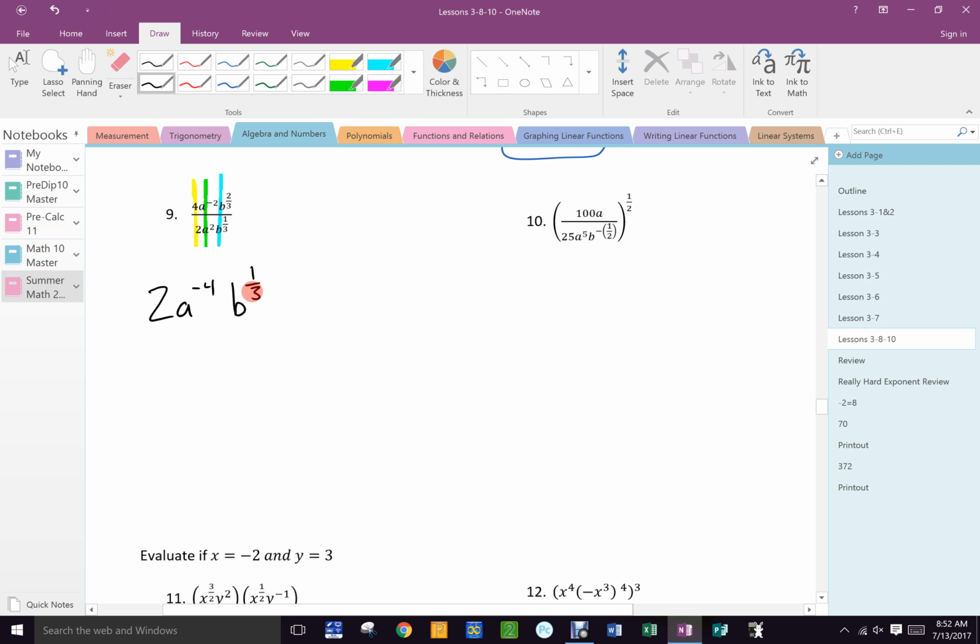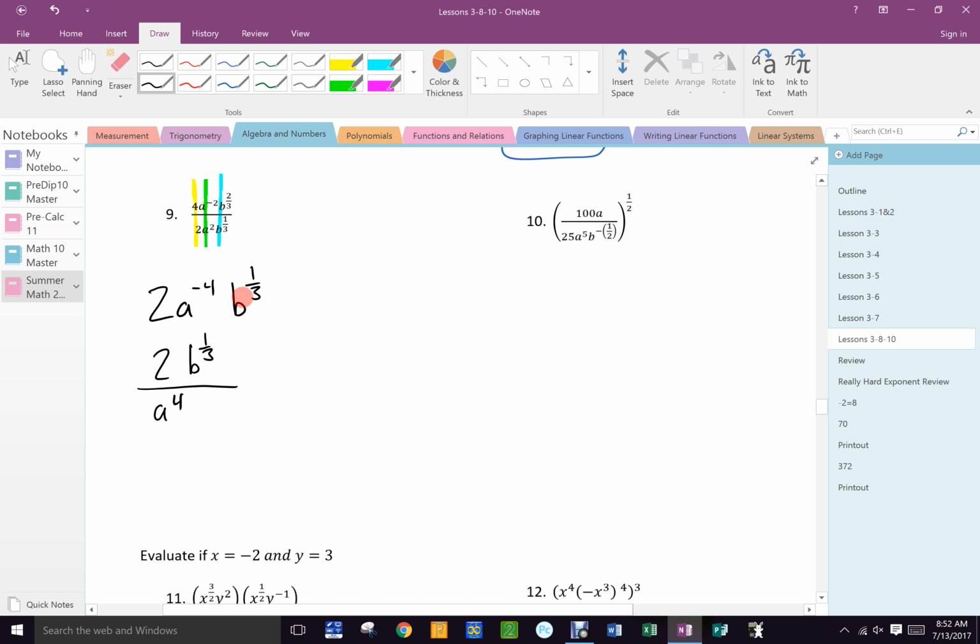Now I sort this out. Anything that doesn't make sense has to be fixed. Does 2 make sense? So he doesn't change. Does a to the negative 4 make sense? No, because a can't have a negative exponent. Where's it going to go? To the bottom. B to the 1/3. Can I leave it that way? Yes, that's okay.